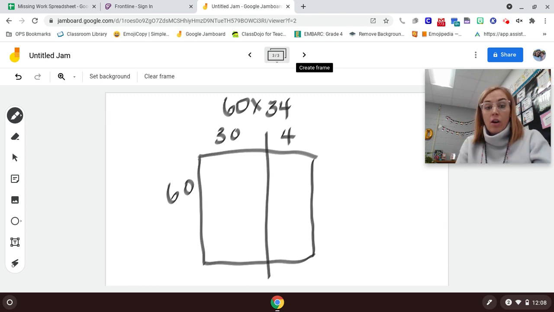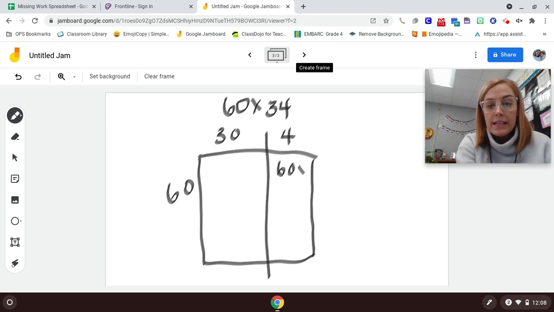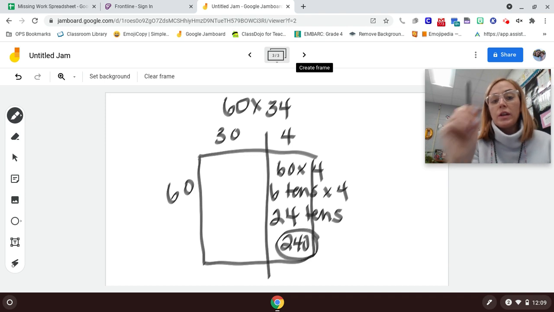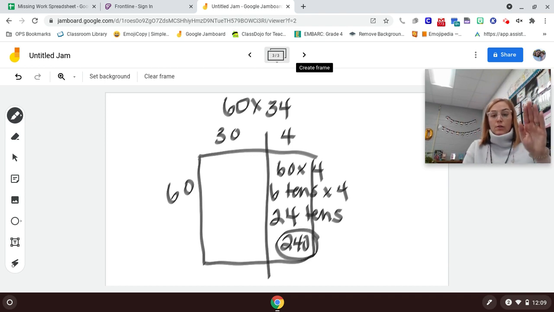So in the column where I have my 4, I know that 60 times 4 is the same thing as 6 tens times 4. And I know that 6 times 4 is 24. So my answer is 24 tens, or 240, right? So I know 240 is what I get for 60 times 4.